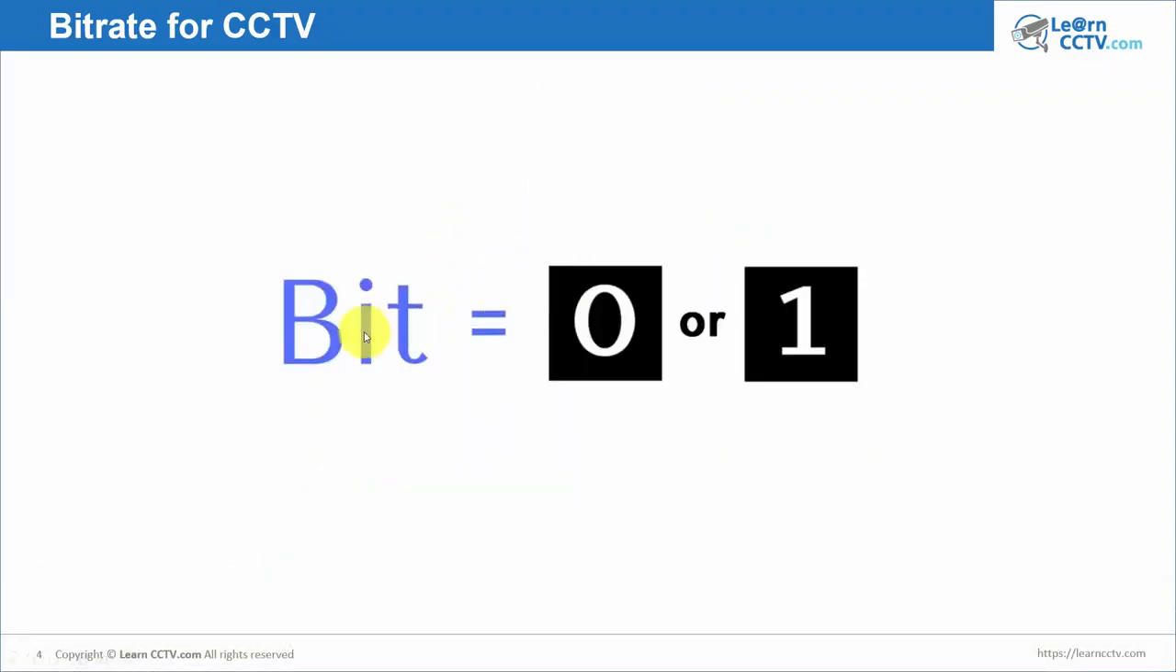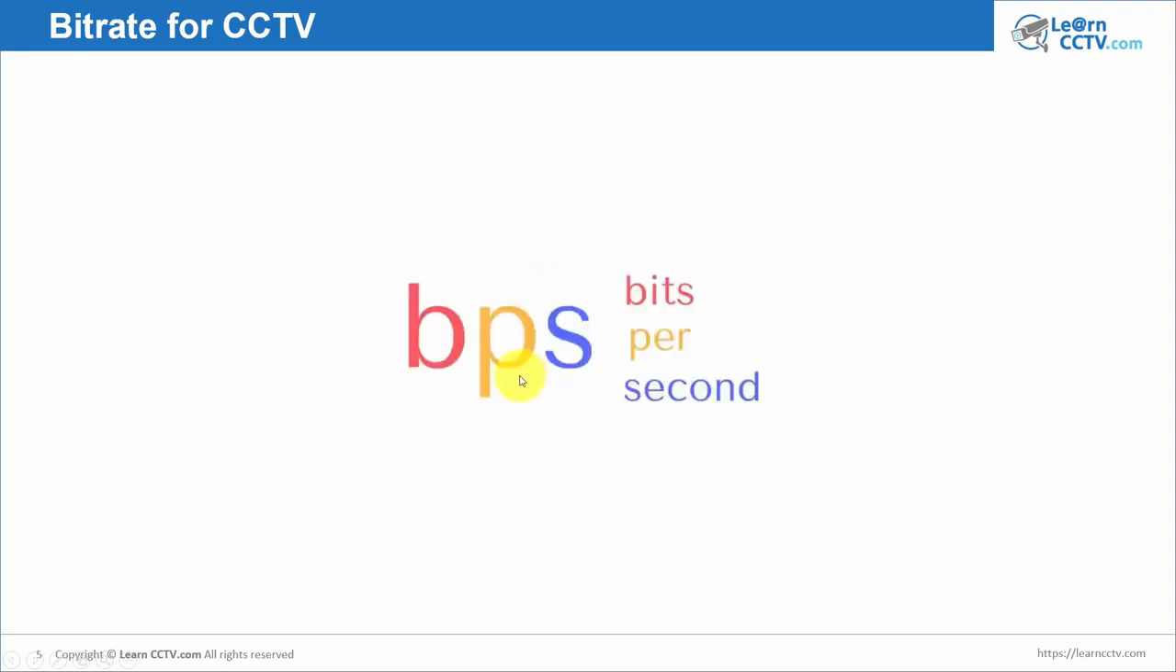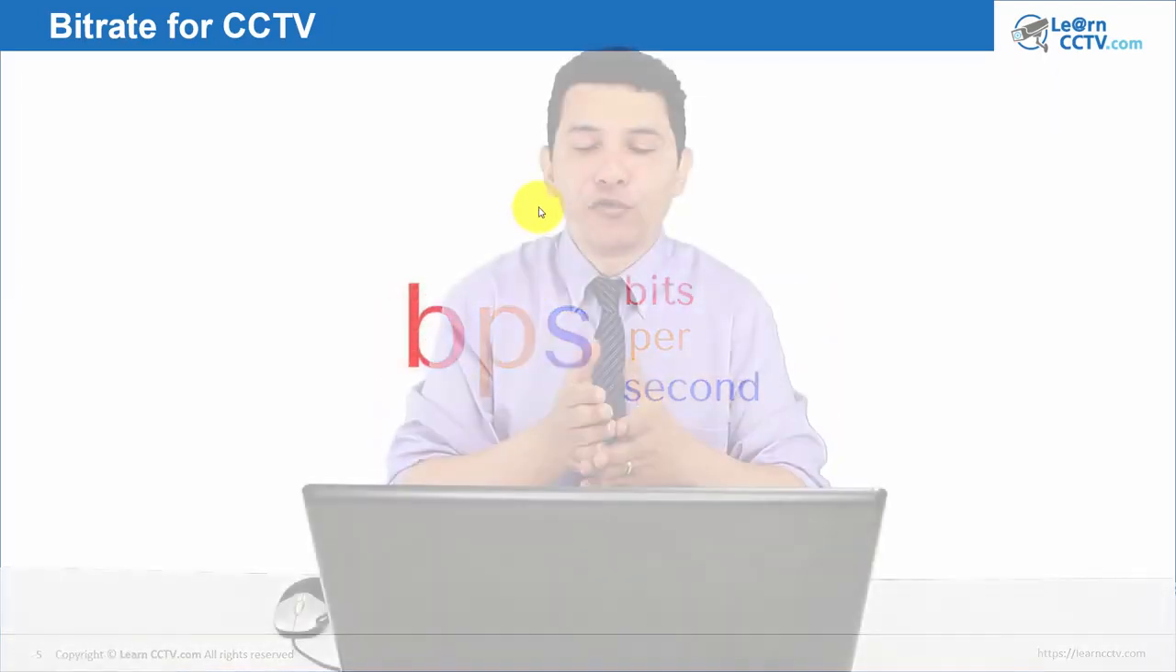So a bit will be a 0 or 1. And you can also use bits per second to measure the speed of your bits moving in the network, right? So how many bits per second you have in your network.